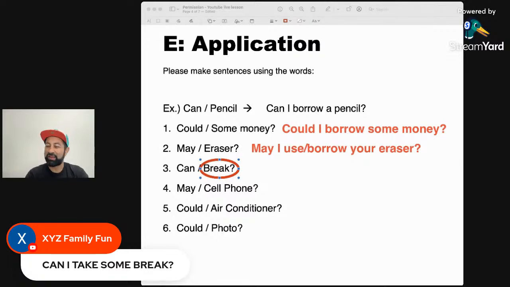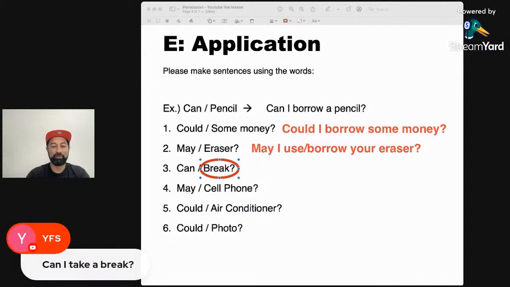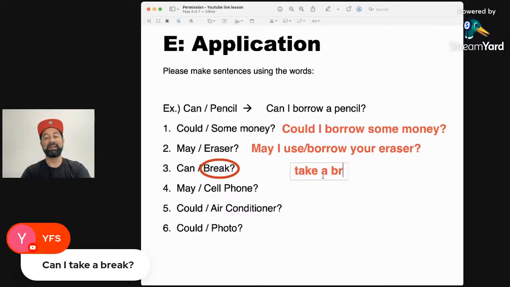What word will we use? Everybody, you're very close here. All right, YFS with the perfect answer. Can I take a break? Break is countable, so we always ask, can I take a break? I want you to remember that whenever we are using the word break, it's always take a break. Those words are kind of a combination. Try to remember that combination. So, can I take a break?